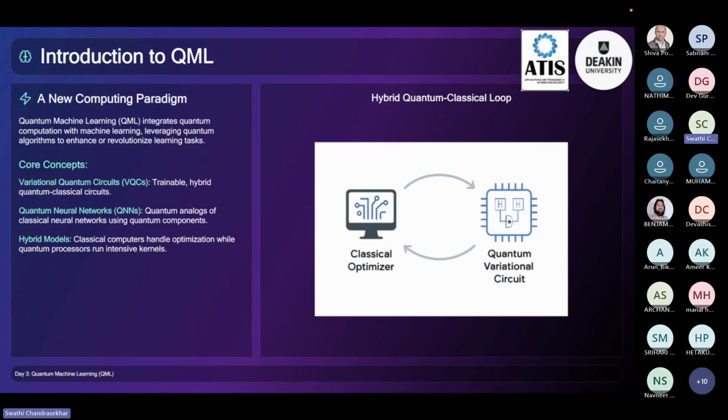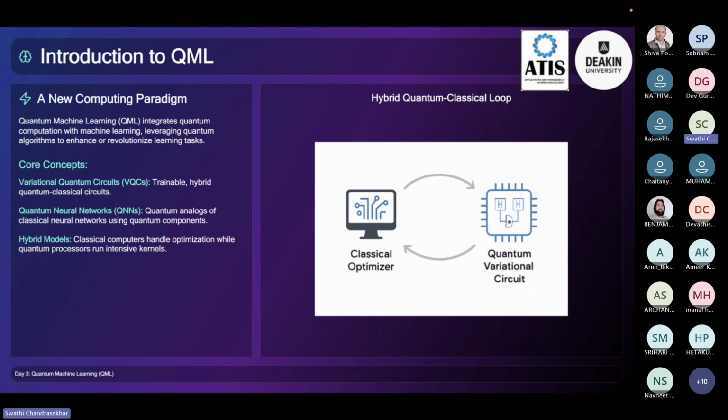The classical optimizer then adjusts the parameters of the quantum circuit to reduce that loss. With these new parameters, the whole process repeats many times. So this back and forth flow of information is sometimes called a hybrid quantum classical loop. And it's at the heart of modern quantum machine learning.